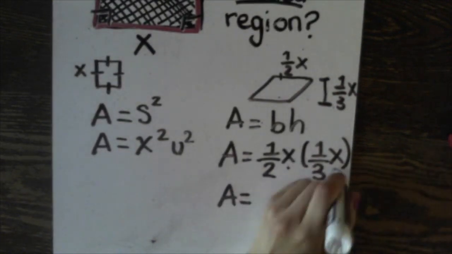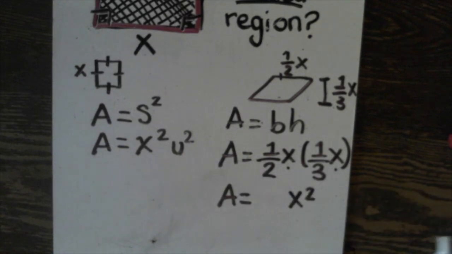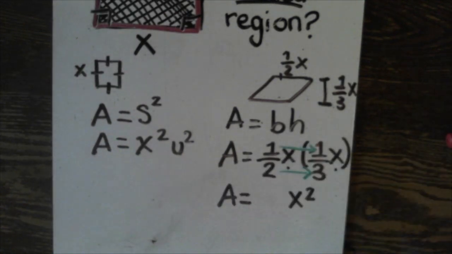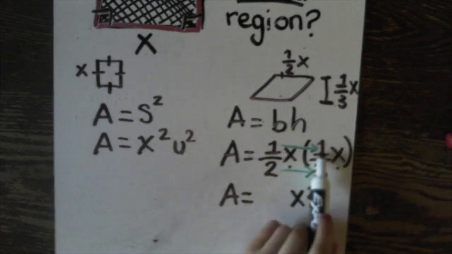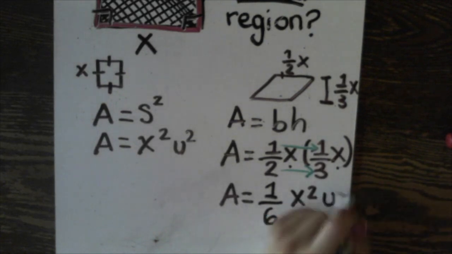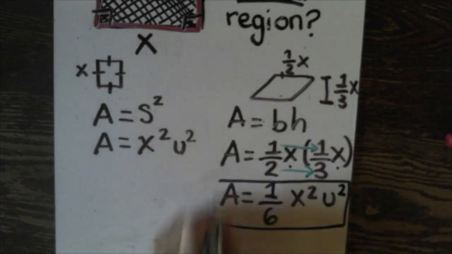Now, x times x is x squared. That should be pretty easy. Do not get nervous about the fractions. We multiply the numerator, 1 times 1, and the denominator, 2 times 3. 1 times 1 is 1, and 2 times 3 is 6. 1/6 of x squared square units.